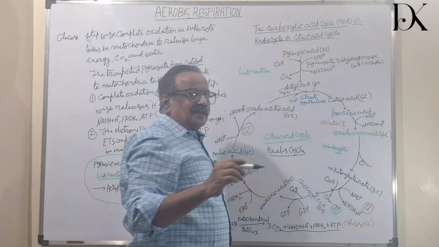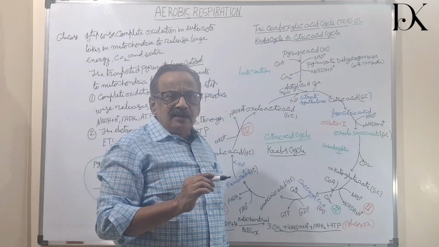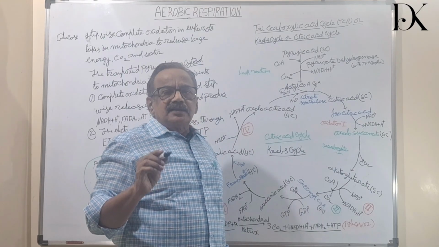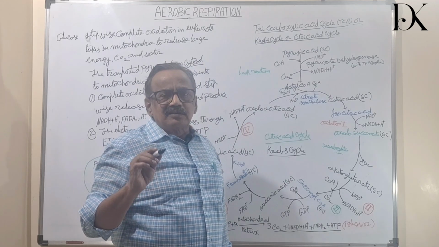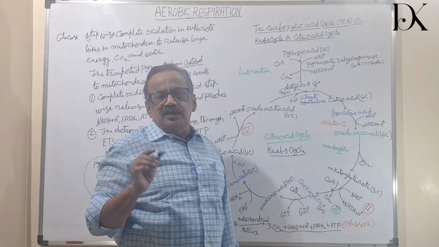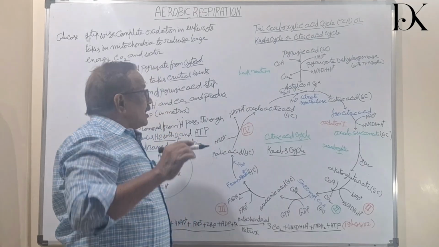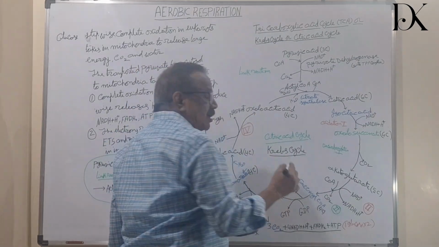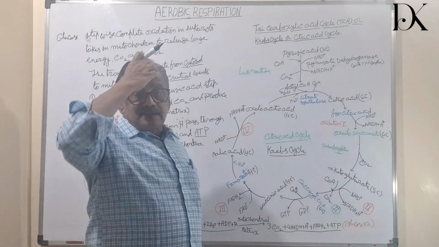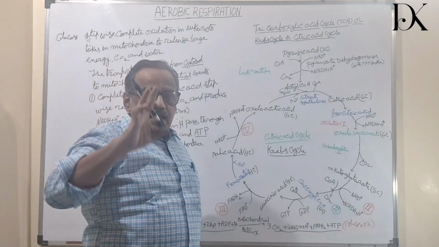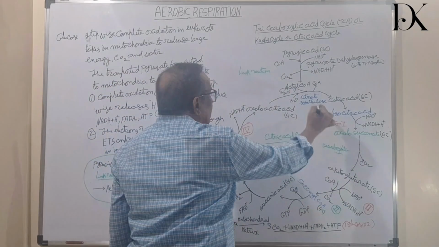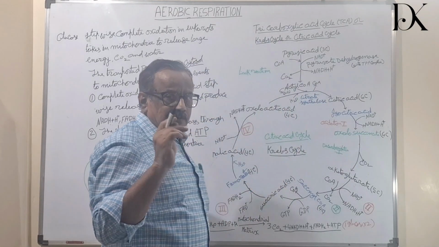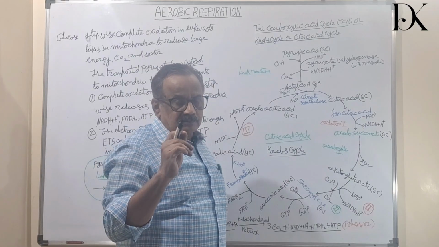All these names are given in different places, but the heading is tricarboxylic acid cycle. Why tricarboxylic? Because citric acid has three carboxylic groups. In the textbook, under that heading, the cycle given is the citric acid cycle. But the actual citric acid cycle is this one only. What comes before citric acid is not part of it. Remember it, otherwise you will get confused.